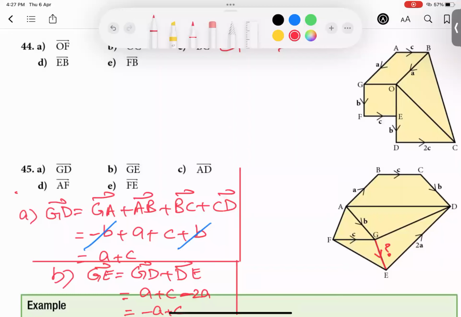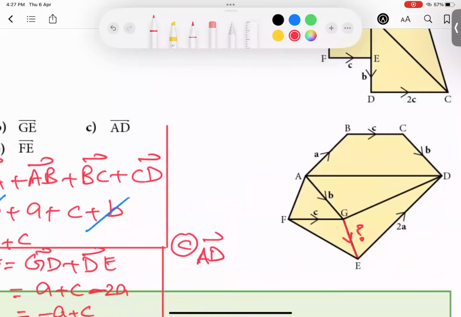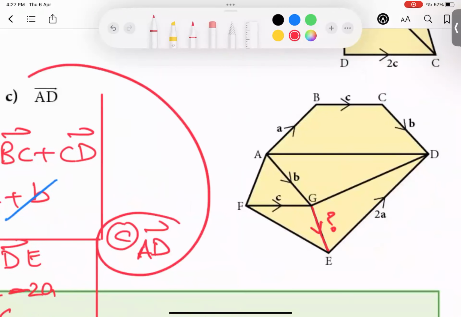Yes, student, you took a reasonable time. Now I'm doing C part, A and B are already done. C part is AD. Okay, I'm writing it here. I can do it in small space. AD.